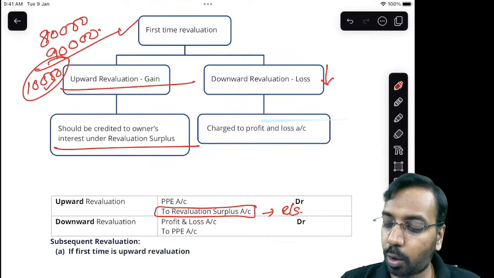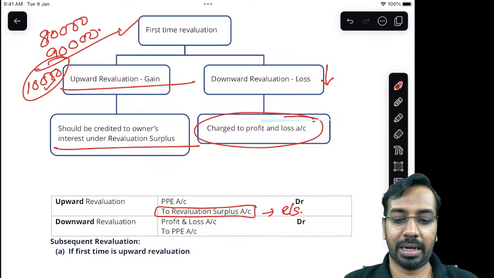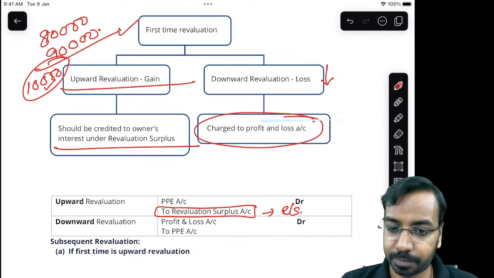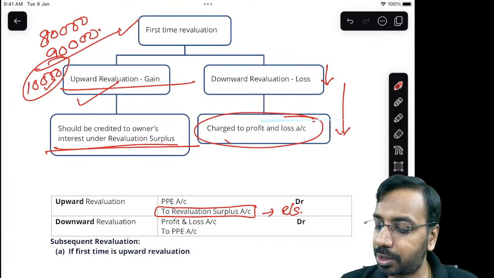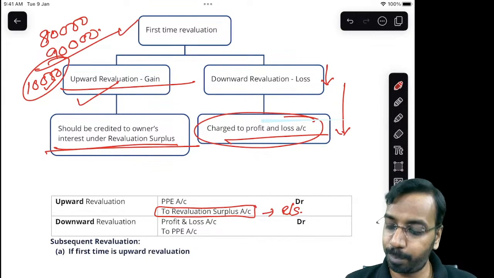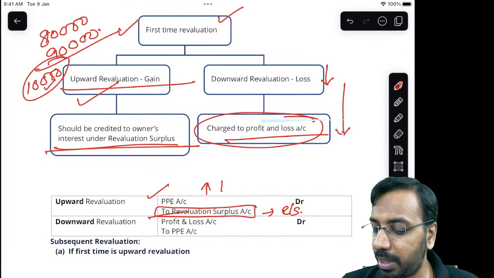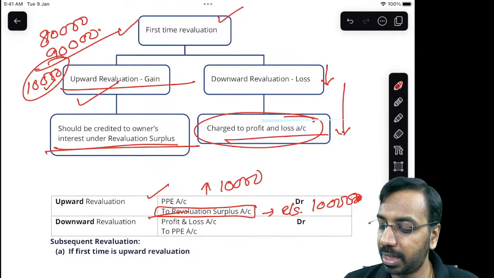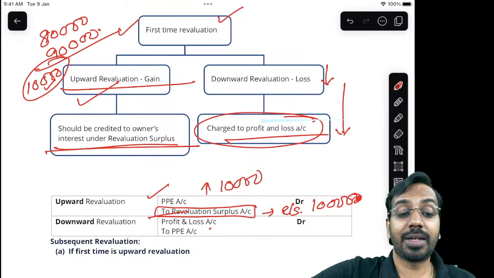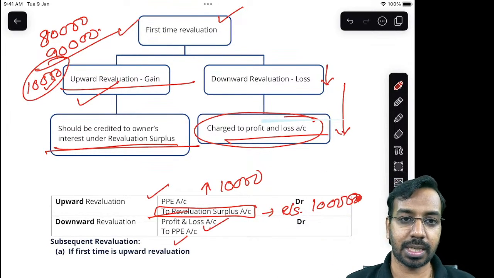First time, if it is a downward revaluation, if it is a loss, I will account for it in the P&L. So upward revaluation: revaluation surplus. Downward revaluation: charge to P&L. This is for the first time. So the entry will be PPE to revaluation surplus. If it is increased, I have to increase PPE by 10,000 and show revaluation surplus of 10,000. If it is a loss, meaning the value goes down, debit P&L, credit PPE. That is the first case.